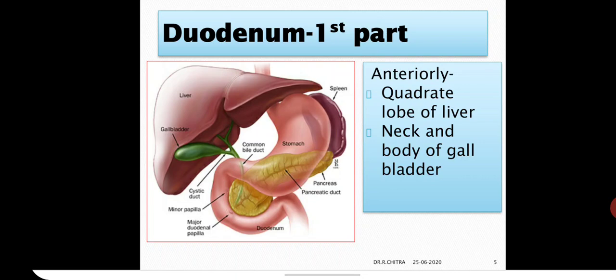Do you see the posterior relations of the first part in this image? You are seeing one duct, bile duct, and also we have seen in the celiac trunk class that one artery which runs behind the first part of duodenum, gastroduodenal artery. So these are the posterior relations of the first part. Behind this will be the portal vein and inferior vena cava.